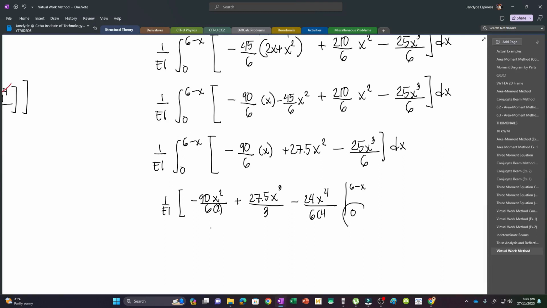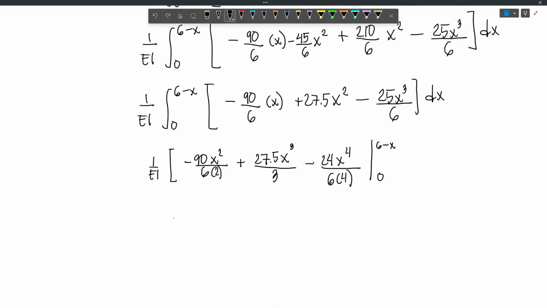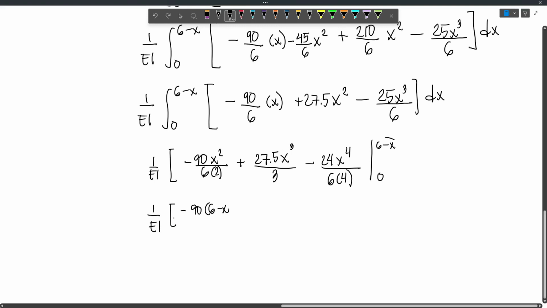Now again, itong 0, we will not write this one anymore because if we will substitute 0 dito sa x values, mawawala lang din. And so we will only apply the upper limit, which is 6 minus x. Again, this is the reason why we are setting our lower limit always to 0. And so let's continue with this one. This will become 1 over EI and then negative 90 times 6 minus x. Again, papalitan natin lahat ng x with this one. And then squared over 6 times 2, which is 12.